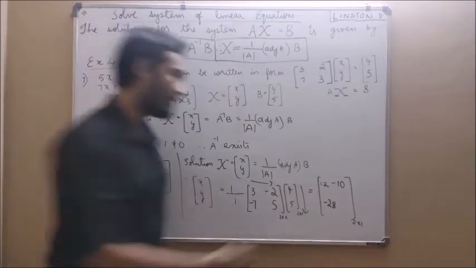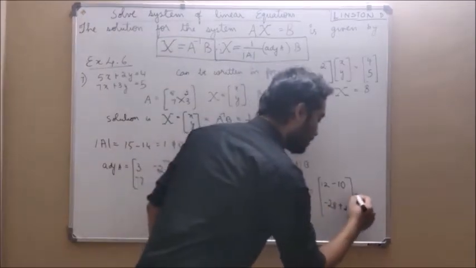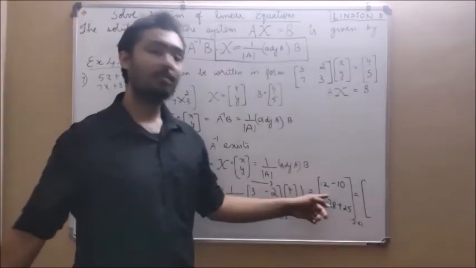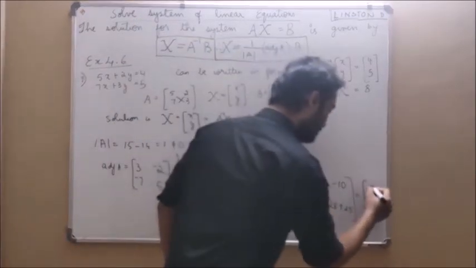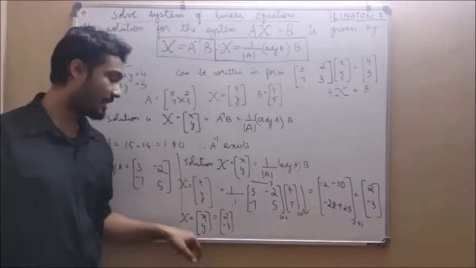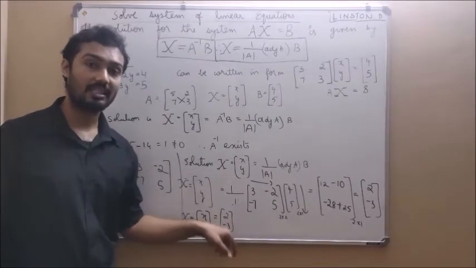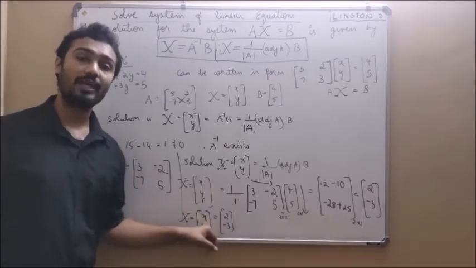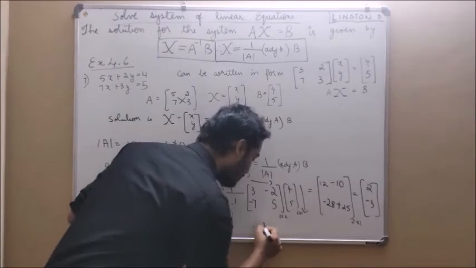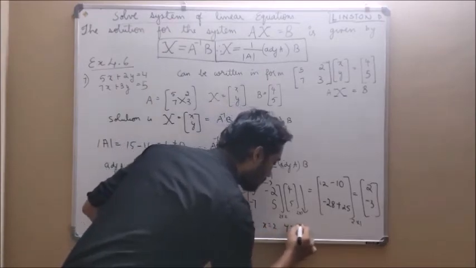5 5s are 25 plus 25. So this is equal to 12 minus 10 is 2, minus 28 plus 25 is minus 3. So what we are getting? Capital X, that is xy, equal to 2, minus 3. So equating the two matrices, what you get? x equal to 2 and y equal to minus 3.